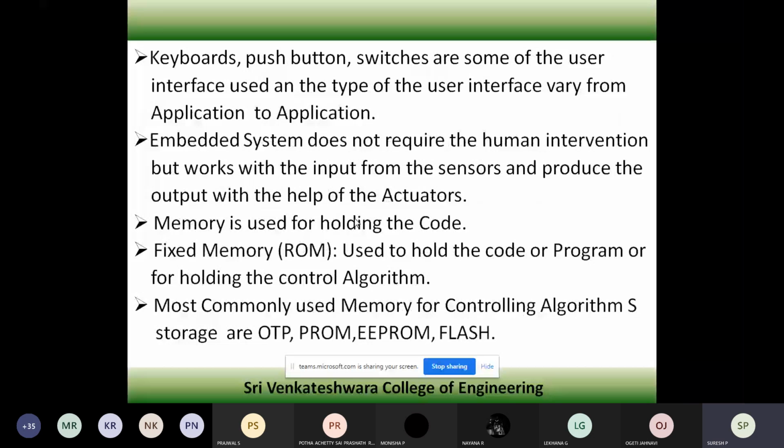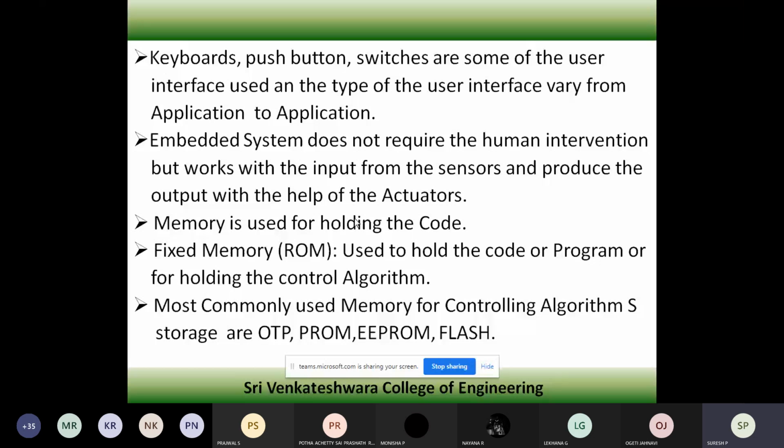Whenever you have these systems, the embedded system should not require human intervention. It works with the input from the sensors and produces the output with the help of the actuators. For the system to perform all these things, you have to write the application. This particular application that you write will be stored in the memory.